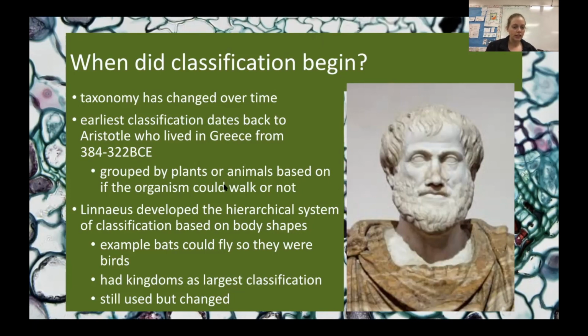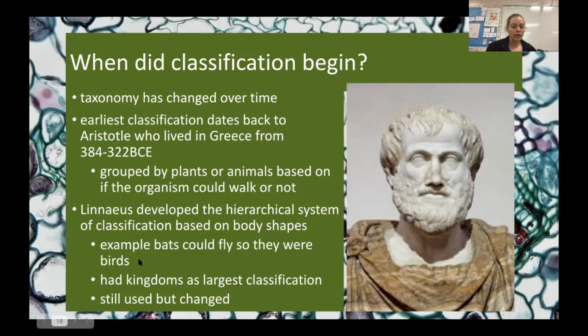Now, Linnaeus did develop his hierarchy system based on body shapes. Again, he could not analyze DNA. He did not look at embryos. So bats could fly, so they were related to birds. False classification, because we did not have these other pieces of evidence that were looked at, like their bone structure and whether or not they had fur versus feathers.